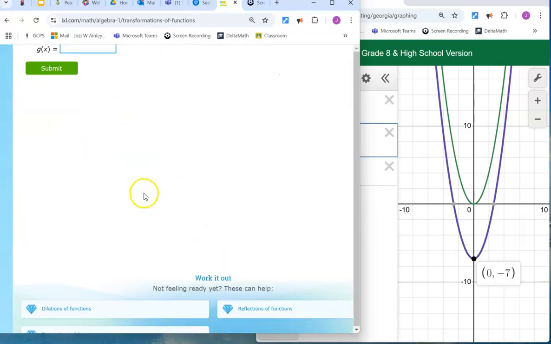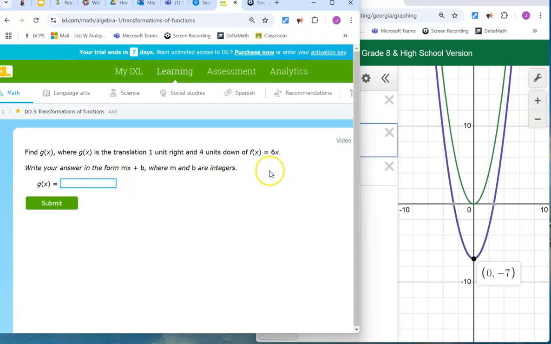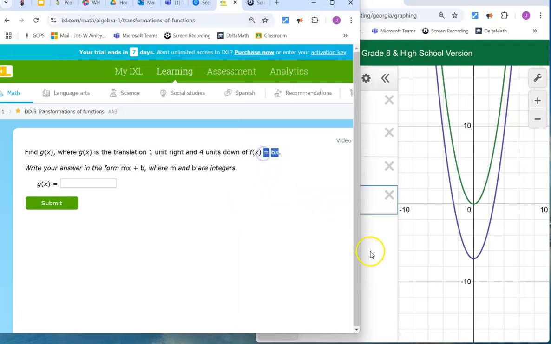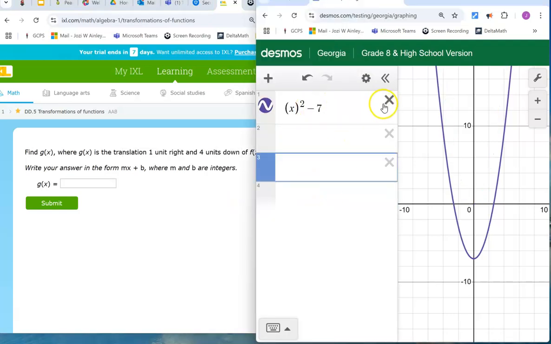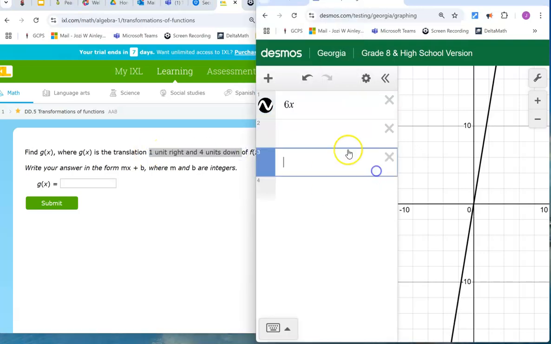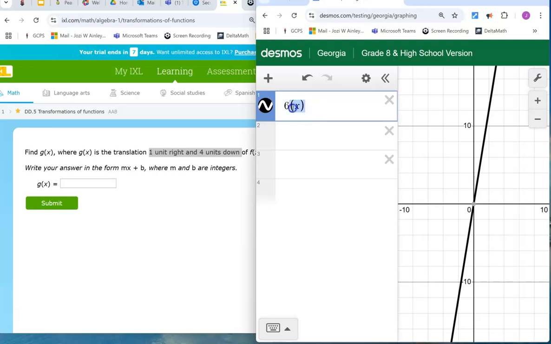All right. Okay, so now we're back to just writing it without a picture, and that's okay. So we're starting off with, all right, so find g of x when the translation is 1 right and 4 down. Okay, our original function is 6x. So we're going to start off with 6x. So this is our original function, boom. Now what we're going to do to this function is move it 1 right and 4 down. So you have to identify what's the parent function, just this x part. That's the parent function. So I'm going to take that and copy it here.